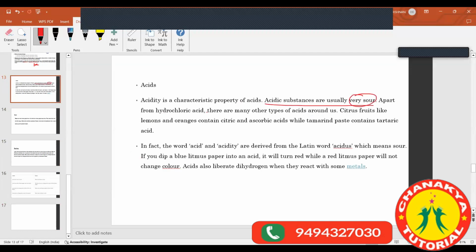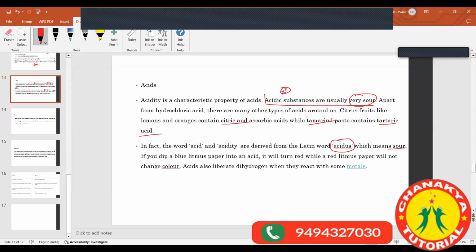Apart from hydrochloric acid, there are many other types of acids around us. Citrus fruits like lemon and orange contain citric and ascorbic acids, while tamarind paste contains tartaric acid. In fact, the words acid and acidity are derived from the Latin word acidus, which means sour. This is very important.